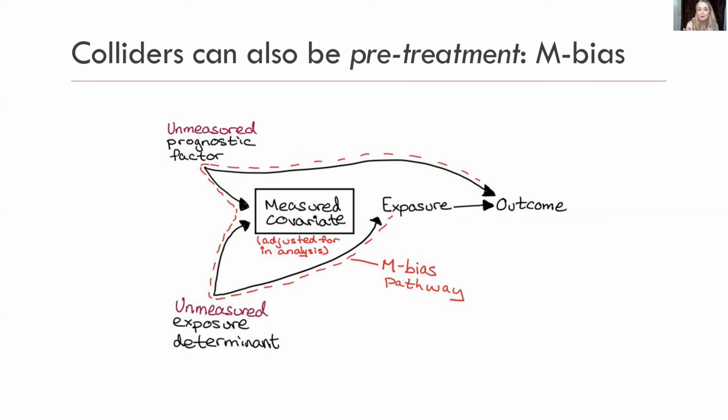So M-bias is what happens when you condition on a variable that's not actually a confounder, but is caused by a variable that's also a prognostic factor for the outcome and by a variable that's also an exposure determinant. And if you don't have that prognostic factor or that exposure determinant in your data, conditioning on this measured covariate by adjusting for it in the analysis or by selecting on it in your study design will open a collider that actually creates more bias than if you had just ignored that covariate in the first place. So this is a pretty weird type of bias, and it takes some thinking through. So I'm going to talk through a couple of examples of it.